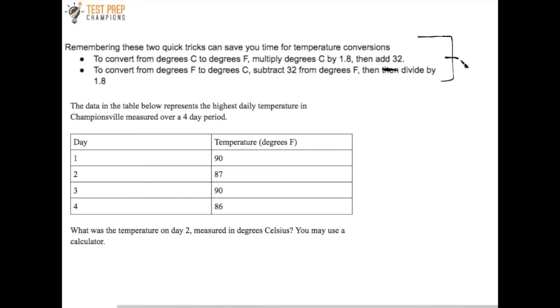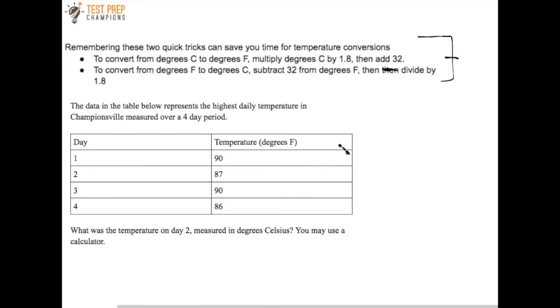So what I'd like you to try now is, I deleted the formula here just so you can practice using the quick tricks. What was the temperature on day 2 in degrees Celsius? I'd like you to take the temperature on day 2 in degrees Fahrenheit and convert it into degrees Celsius, but you have to use the information in these two bullet points, without the formula. Like I said, on the test you will have that formula, but I'm just doing this to get you some practice using these two tricks. All right, so pause the video and try that out. You can use a calculator. I don't really care how you round it, and then we'll go over it.